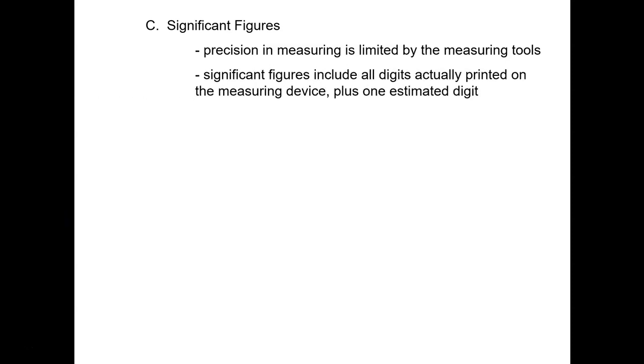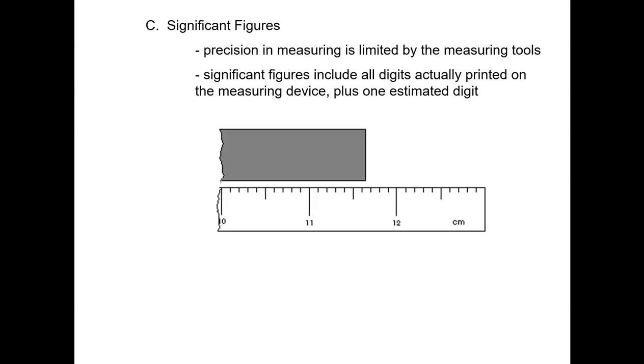So when we say how many significant figures are in a measurement, we're talking about all of the digits that are actually printed on the measuring device plus one estimated digit. So we're going to go through and talk about what exactly that means. And so we'll use this as our first example.